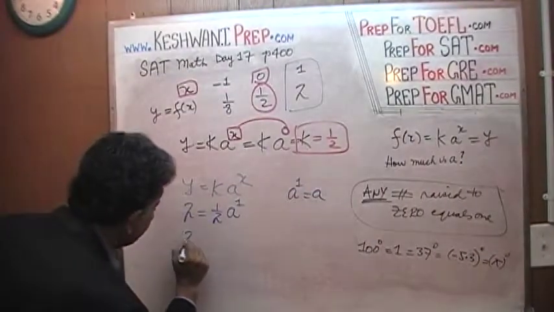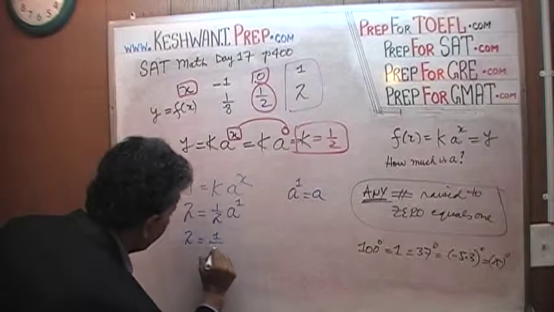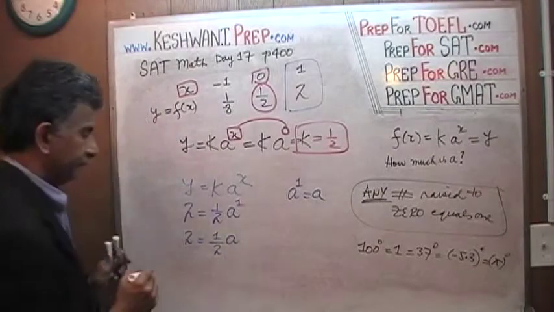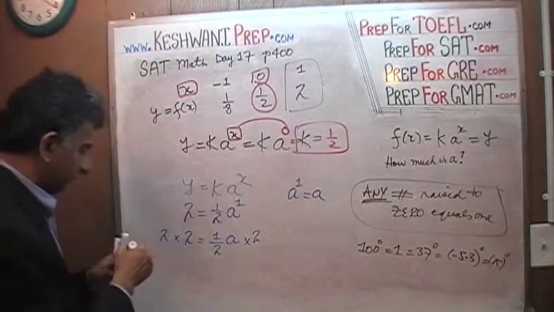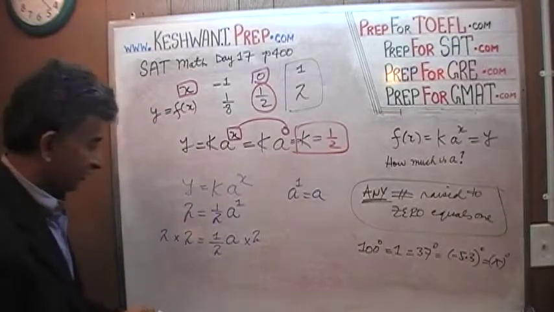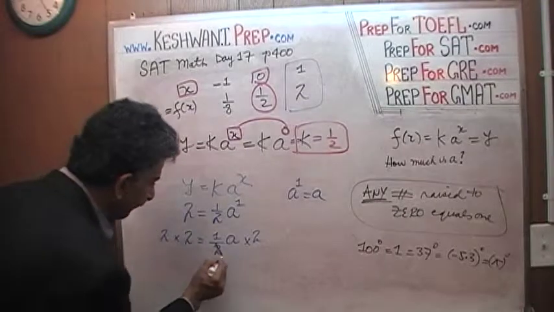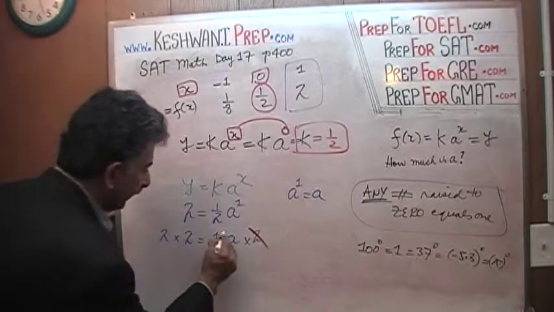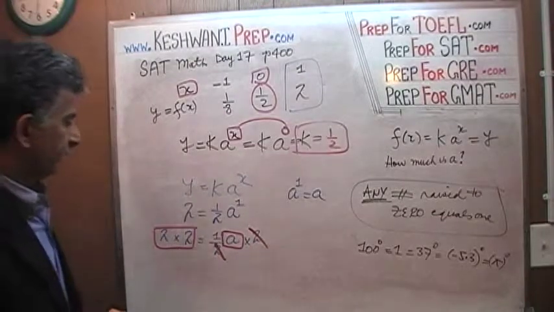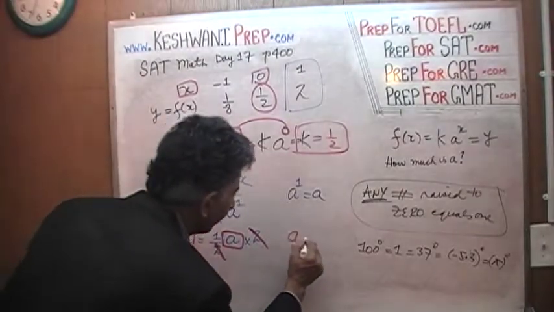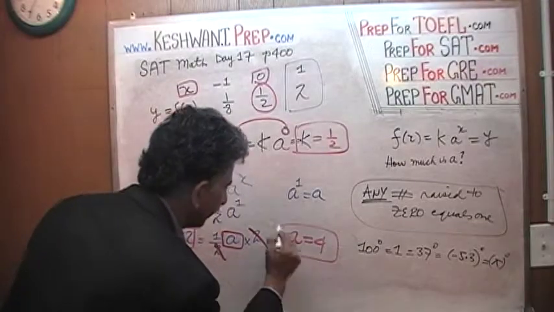So what we have here is 2 equals 1/2 times a. Let's multiply both sides of the equation by 2, so we can get rid of this 2 at the bottom. And therefore your a, voila, equals 4. We are done. A equals 4. That is the end of the story.